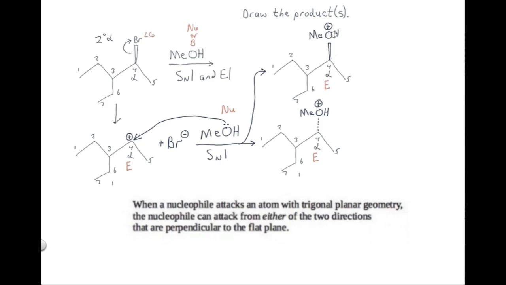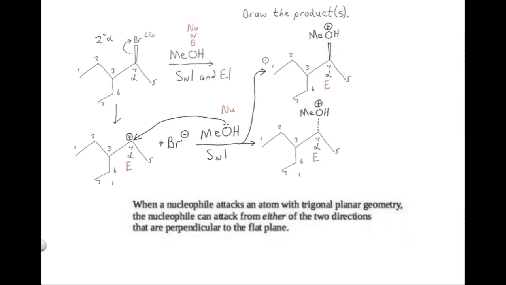Now, should the oxygen end up on a wedge or a dash or both? Well, you should know that a carbocation has trigonal planar geometry. And a nucleophile can attack something that's planar, flat, from either of two directions. That means the nucleophile will attack both from in front of the page and from behind the page. So we get two products here, one with the oxygen on a wedge and one with the oxygen on a dash.